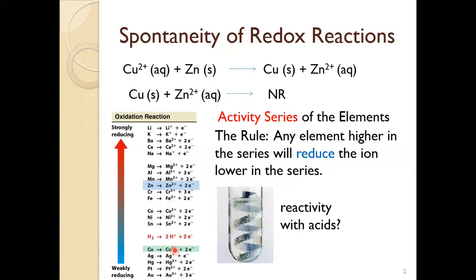We'll come back to this activity series a few more times, both in this lesson and future lessons. But another important application of this activity series is the reaction of metals with acids. A very common chemical property of acids is that they do tend to react with metals to produce hydrogen gas. And we can see why that's the case, because hydrogen, compared to all these other metals, is listed fairly low on this activity series, which means any metal listed above hydrogen should be able to react with hydrogen ions from the acid, reducing hydrogen ions to produce hydrogen gas. And in turn, those elements will then be oxidized.